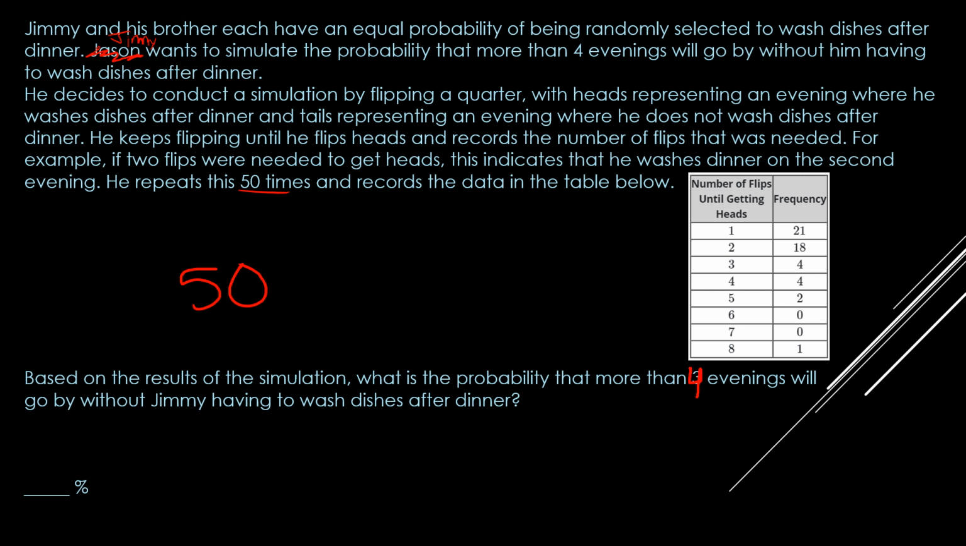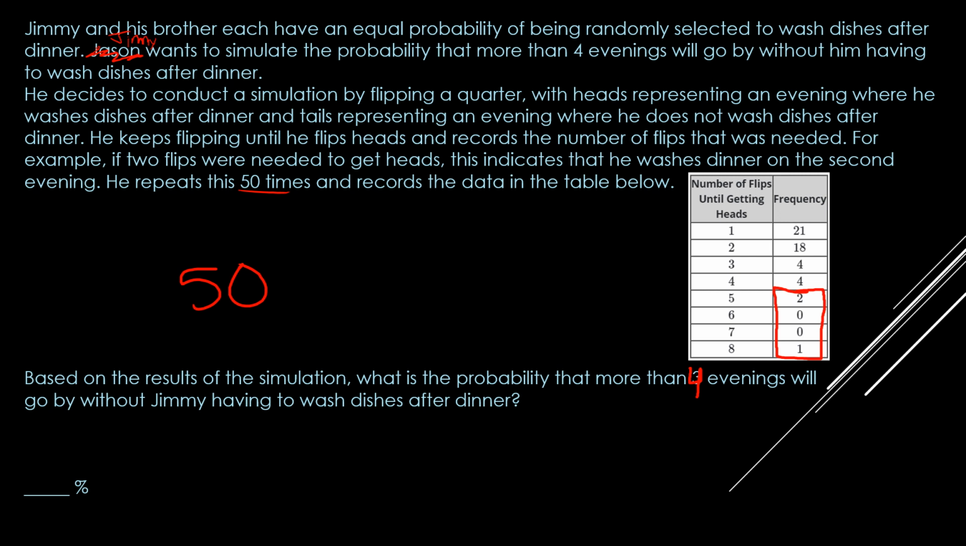Well, if he has to go 4 evenings without doing dishes, that means on the 5th night he will do dishes. So if he gets heads 5 or more times, that 5th time, meaning he'll have to do dishes then.